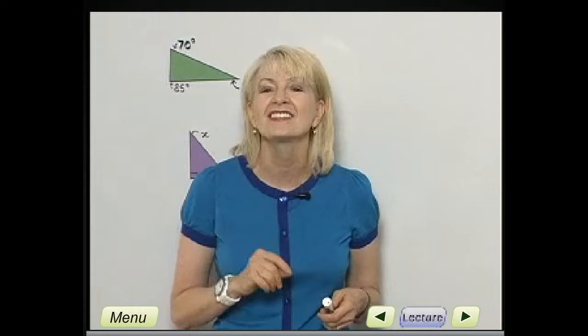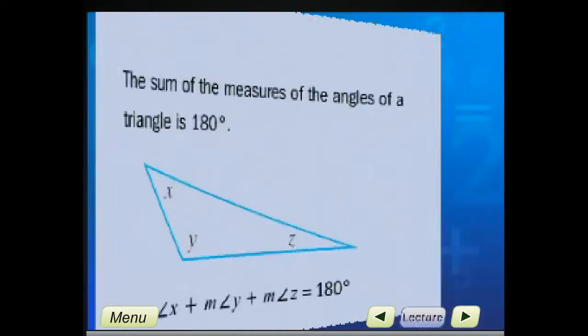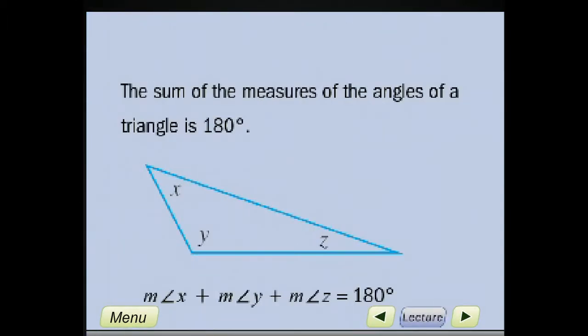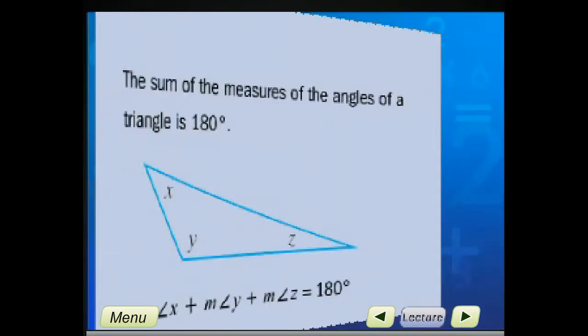But for the moment, let's look at the following. Let's concentrate on the measures of the angles in a triangle. And it is true that the sum of the measures of the angles of a triangle is 180 degrees. Notice I have that in notation. That stands for the measure of angle x plus the measure of angle y plus the measure of angle z is equal to 180 degrees.